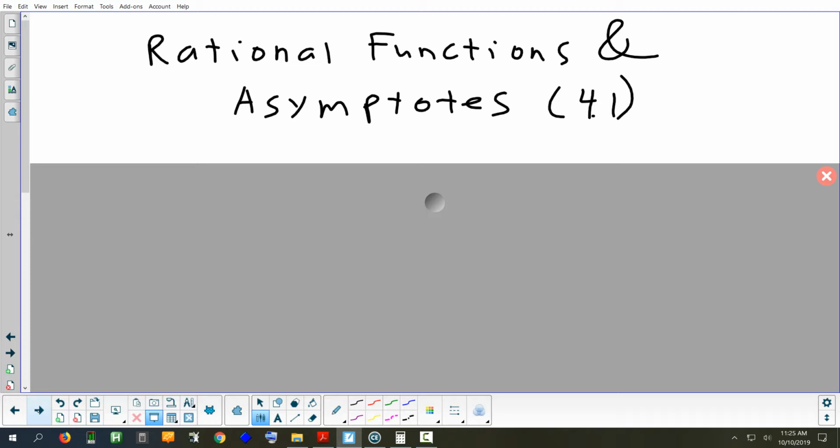All right. So 4.1. It says rational functions. Pretty much the focus of all of chapter 4 is rational functions. What does rational mean again?